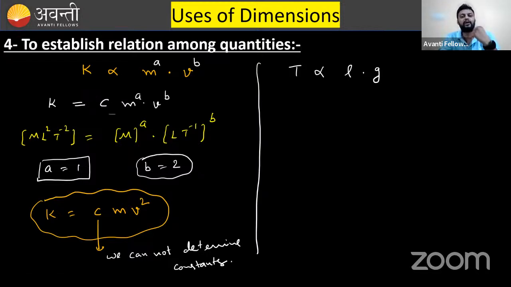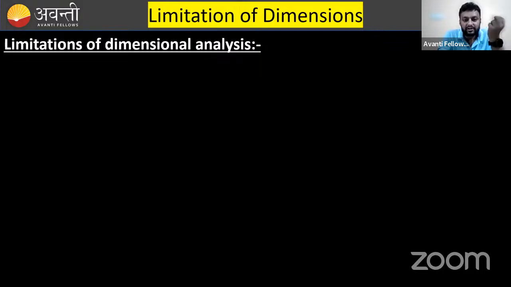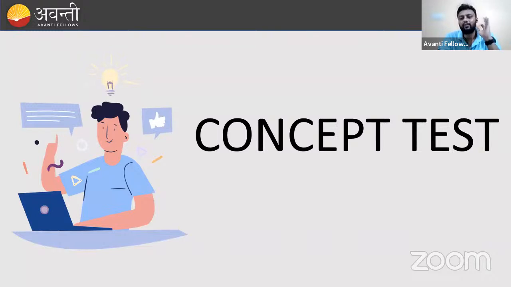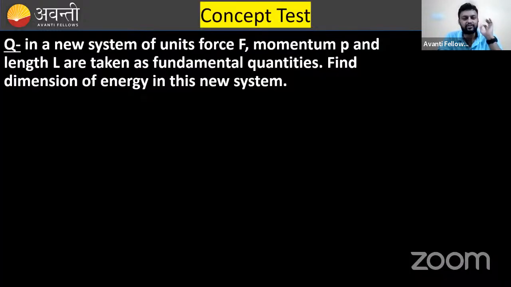Moving further so that you can solve some quality questions here. Limitations of dimensional analysis: I have told you the limitations already, so I'm not going into deep detail. Now there are some questions for you. Let's do it. You have 1 minute to solve this particular question. Your participation is a must in this question.